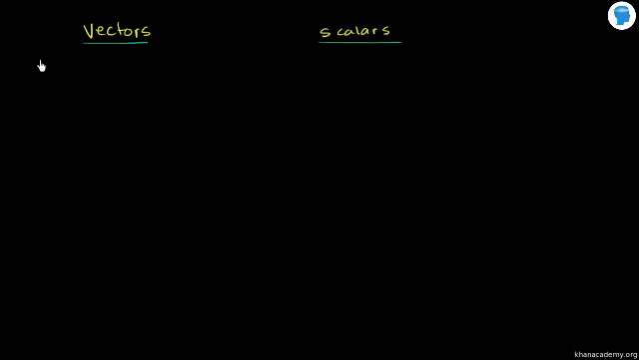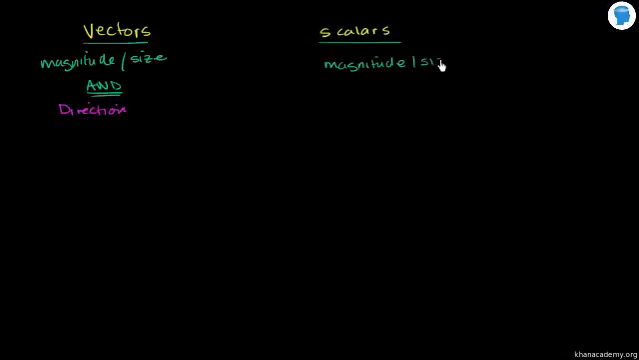A vector is something that has a magnitude, or you could kind of view that as a size, and it has a direction. A scalar only has a magnitude or size. And if that doesn't make sense to you, it will hopefully make sense to you in a second when I show you an example. For example, let's say that that's the ground right there.